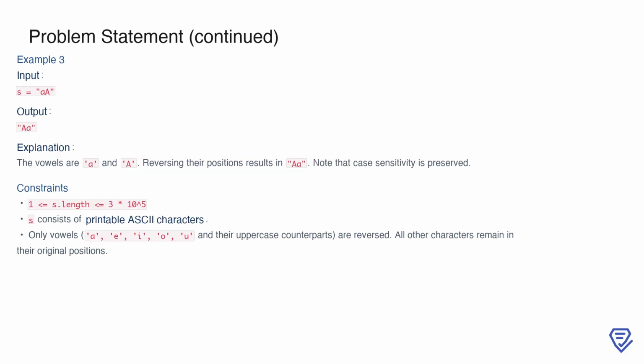Here's a third example to highlight another aspect of the problem. If the input string is S equals aA, the vowels are at indices 0 and 1. Reversing their positions results in the string Aa. Notice that the case of each vowel is preserved in the output. This means the algorithm treats uppercase and lowercase vowels as equivalent for the purpose of identifying vowels, but it maintains their original case after swapping.